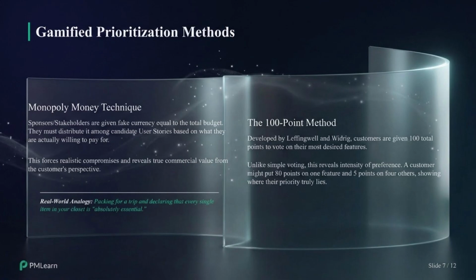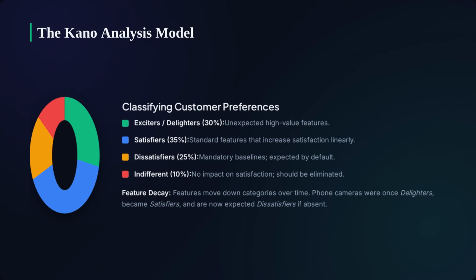really matters. The 100-point method, designed by Leffingwell and Vigre, works similarly. You give stakeholders 100 points to vote across features. If a customer places 80 points on one-click checkout and only 5 points on customer themes, they are exactly showing you where their intensity of preference lies. It's an incredible collaborative way to bring alignment.